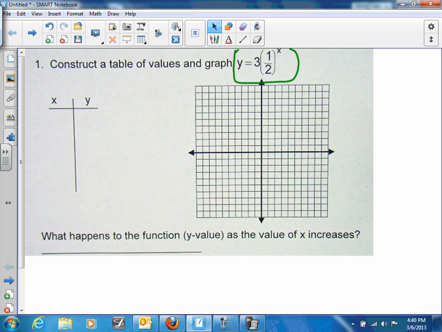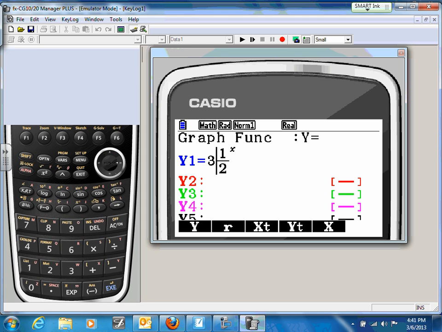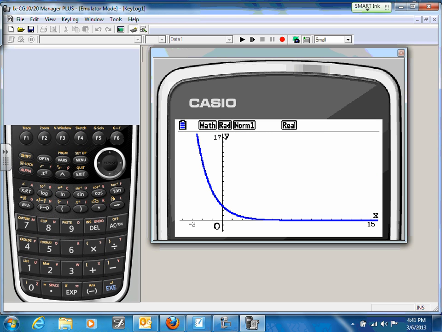What I want you to be able to do is when you put them in the calculator, this is the first one. Now notice whenever you put the parentheses in, it kind of does this right here. That parenthesis goes away whenever you hit execute. So the parenthesis goes away. That's okay. It still means the same thing. When you draw it, it should look something like this.